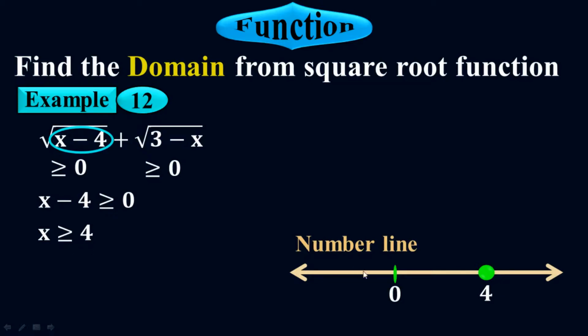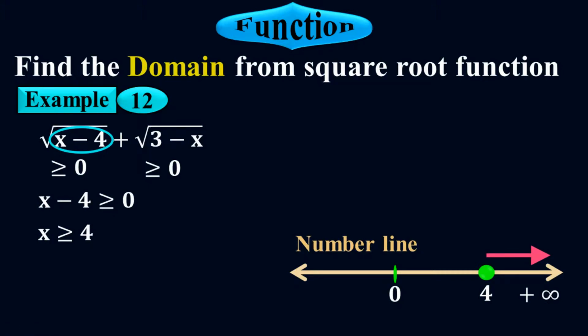This equality sign means I have a filled circle for 4 on the number line. So 4 has been included, and then greater than 4. For greater than 4, I will go in the right direction up to positive infinity. I can put any value greater than 4 like 5, 6, 7, 8, 9 up to positive infinity. So I must go in the right direction.